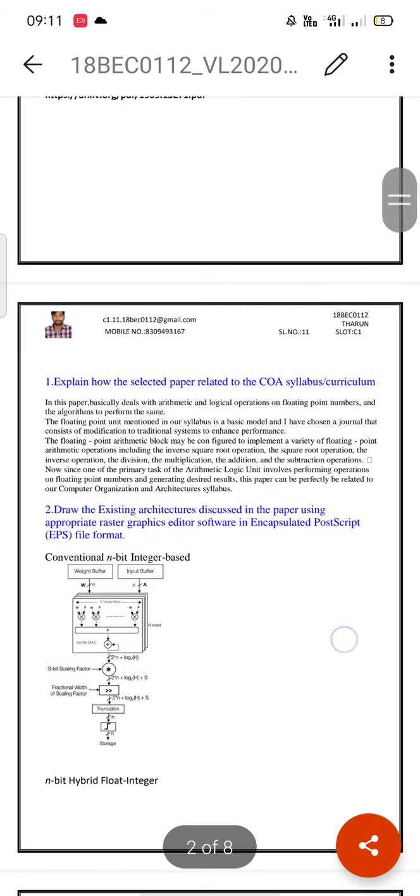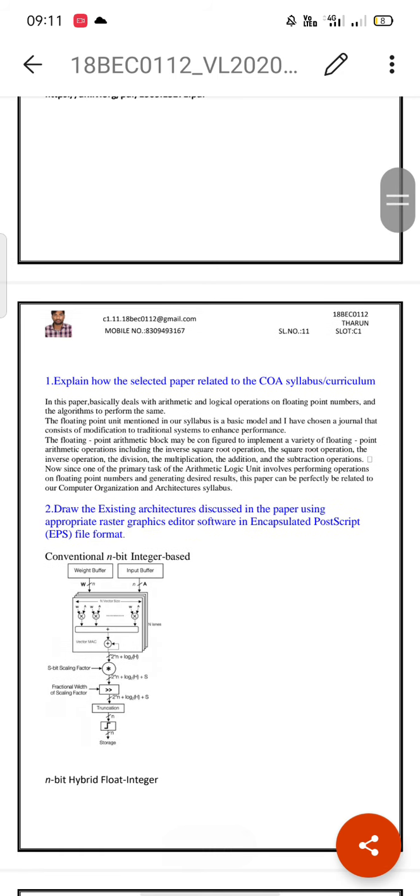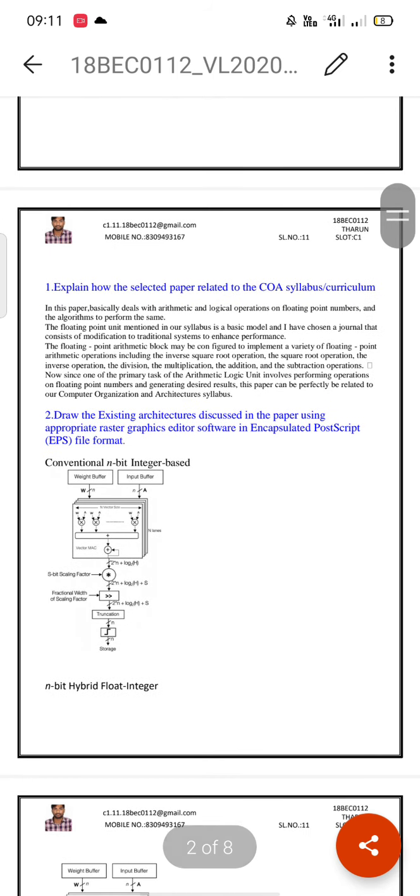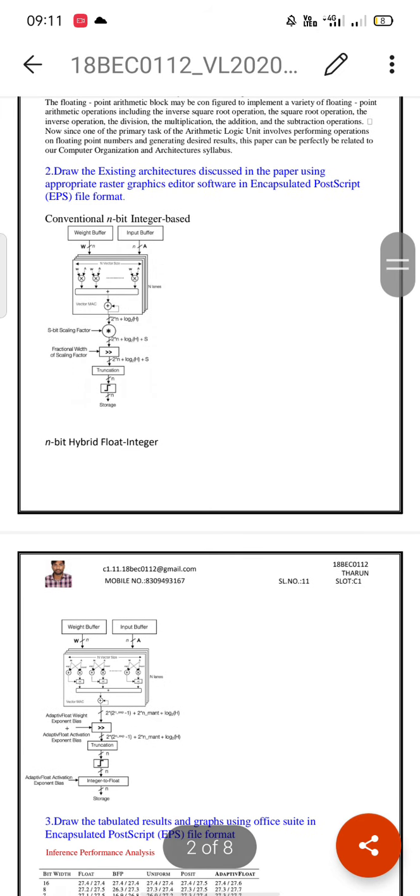And the second question is, draw the existing architectures discussed in the paper using appropriate raster graphics editor software in encapsulated PostScript file format. And these are the block diagrams that are discussed in my paper, and these are the two diagrams that are discussed, and I have drawn this in an encapsulated PostScript file format.